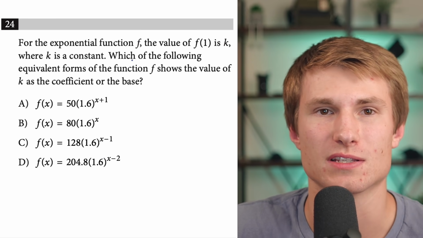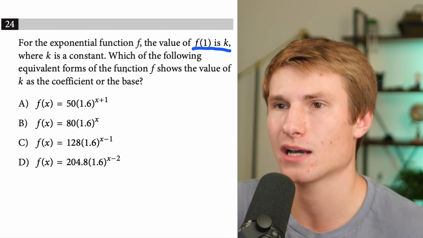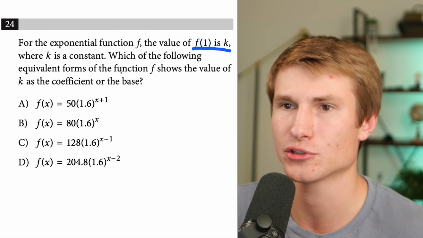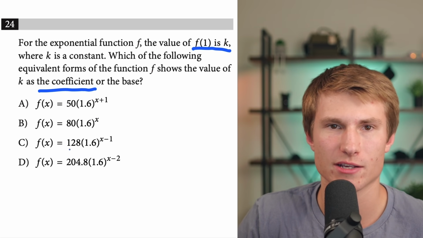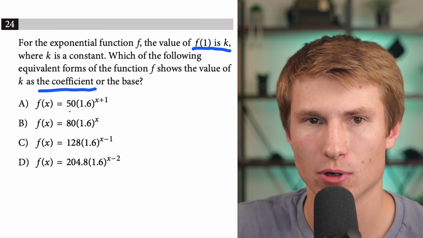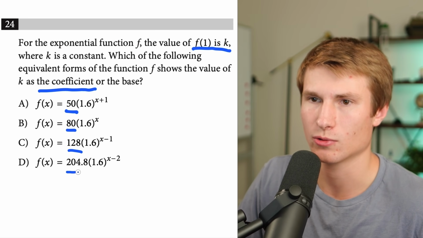Question 24 states, for the exponential function f, the value of f of 1 is k, where k is a constant. Which of the following equivalent forms of the function f shows the value of k as the coefficient or the base? Well, in this case, all of our answer choices are in the exponential growth equation. So our coefficients are going to be 50, 80, 128, and 204.8.